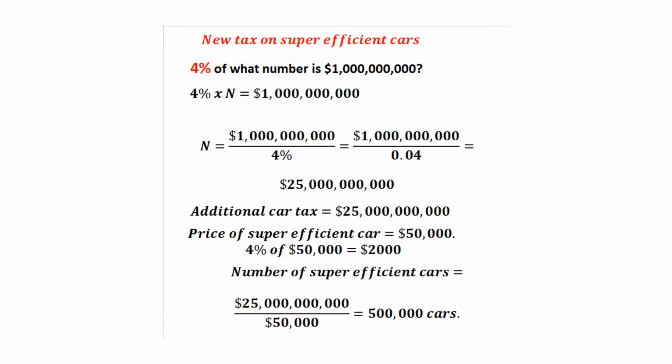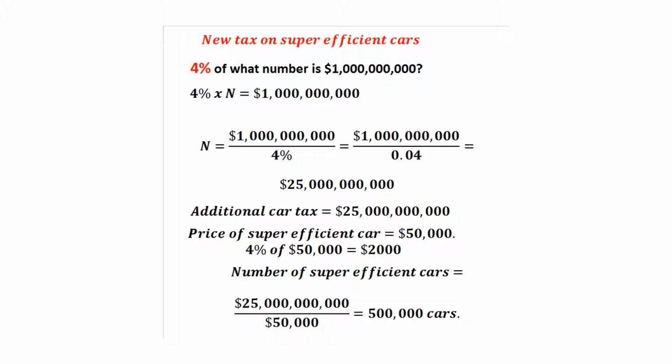Here's another example about the percent of what number will give you so many dollars. So we're going to do a new tax on super efficient cars. And this particular state has decided that 4% will be the tax rate, and 4% of what number will yield $1 billion. So the state wants to increase its highway fund by $1 billion. So 4% times some number is 1 billion.